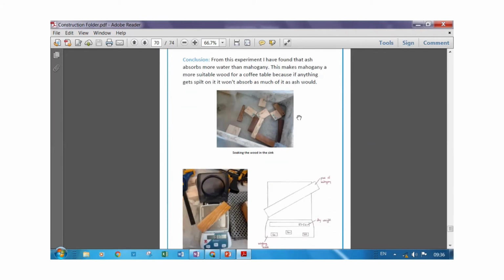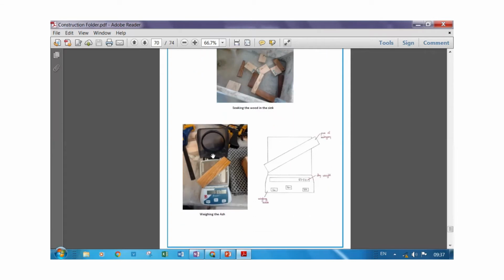Okay. Now the next thing here is a photograph. It's important that you include a photograph. And the reason you have a photograph is to show that you did the experiment. The examiner will see this photograph. He will know you did this experiment. Okay. Now, next one here then is to do with a photograph showing the piece of wood being weighed.